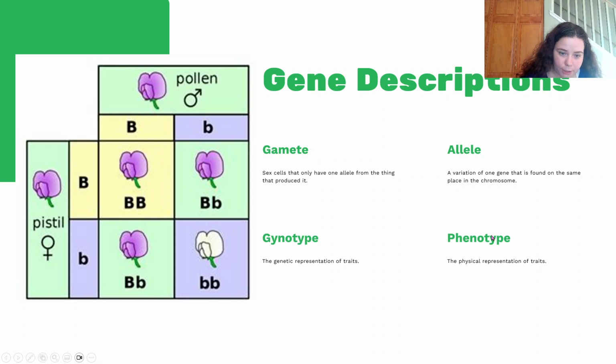Phenotype. Here we have lots of options. And phenotypes look, at least in this chart, there's a lot of them that look the same.